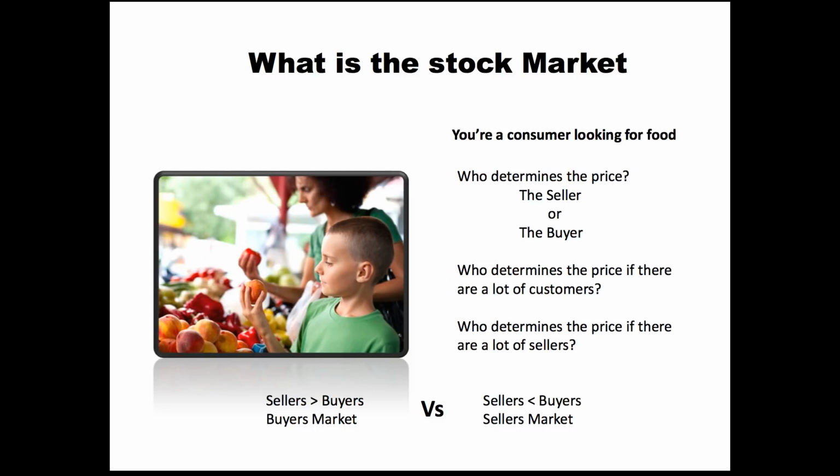Now, if we take that scenario and flip it on its head, and let's assume that there's only one peach vendor, one peach seller, and there's 100 little boys all wanting to buy a peach, that vendor, the seller, now has the ability to control the price of that peach. And this is what we call a buyer's market versus a seller's market.